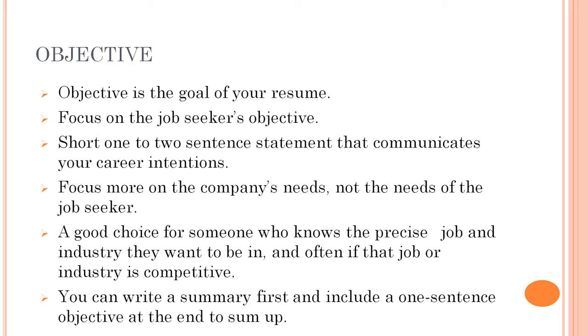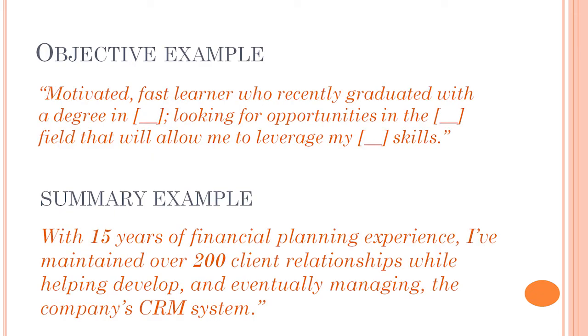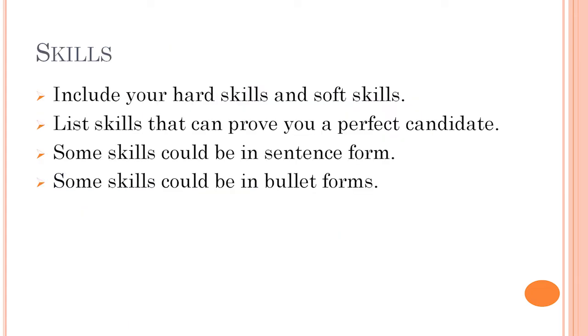So if the summary defines the type of person you are, the objective is the goal of your resume. So when you write a summary, it should come first, and then afterwards include a one sentence objective at the end to sum up. A one or two sentence statement that communicates your career intention is the total thing that we need to write in an objective. So please see through the example of an objective, and the next one, the example of how a summary can be written.